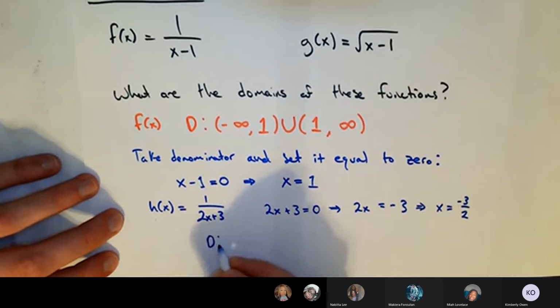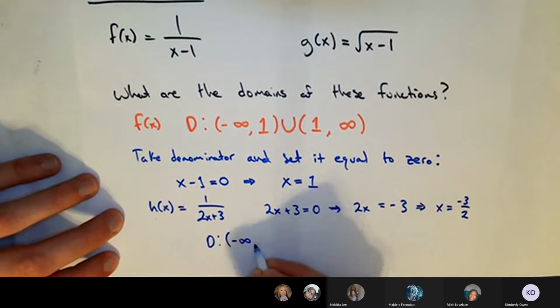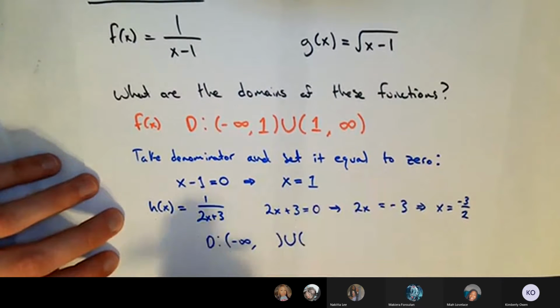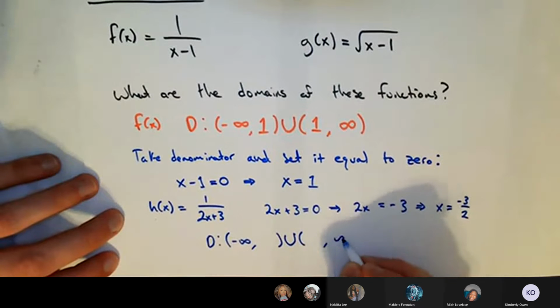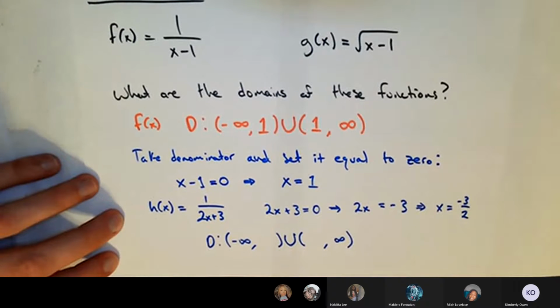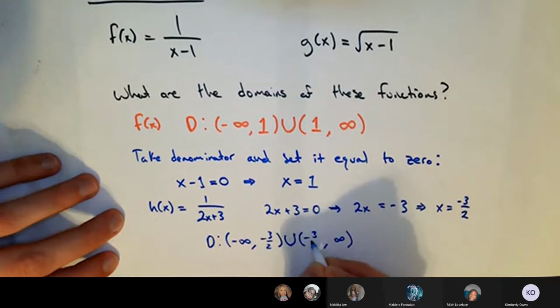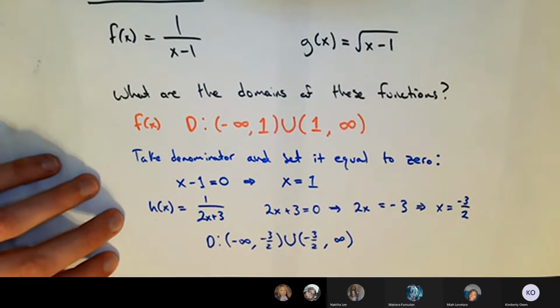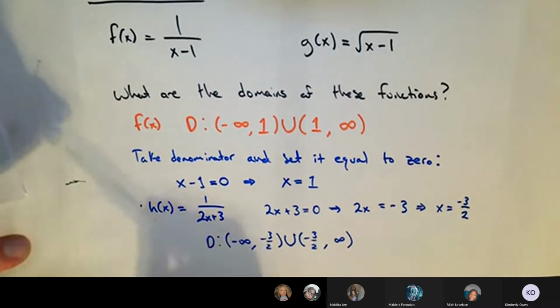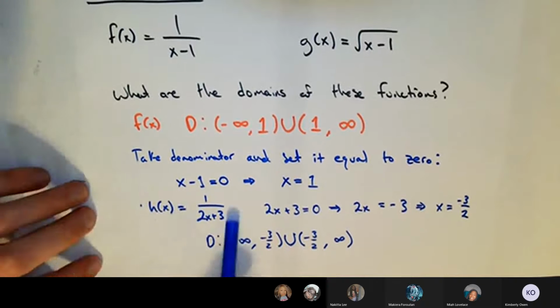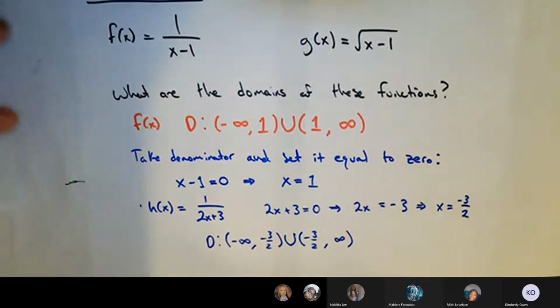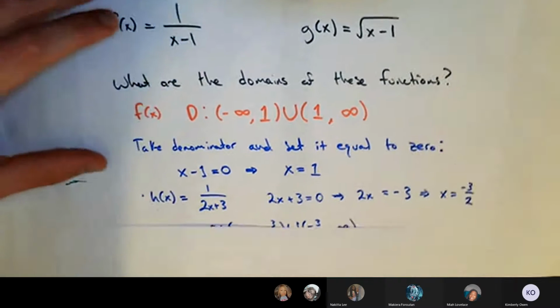So if I wanted to write its domain, here's the setup for a function like this that has an x in the denominator, where this empty spot is that number that's not allowed in the function. So I would put negative 3 halves right there. That would be for h of x. So that's the process for finding the domain of a function that has x in the denominator. So let's talk a little bit more about this g of x thing.